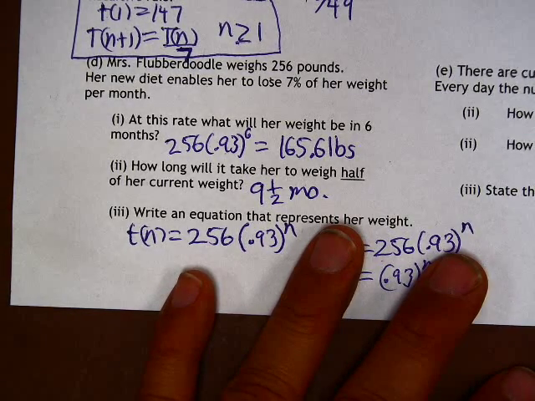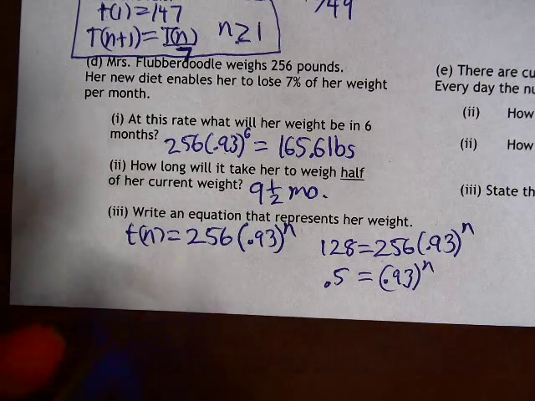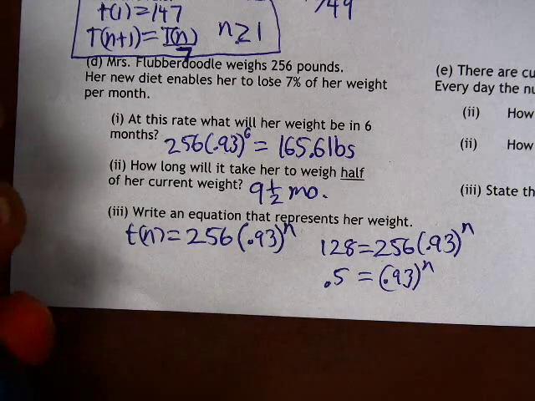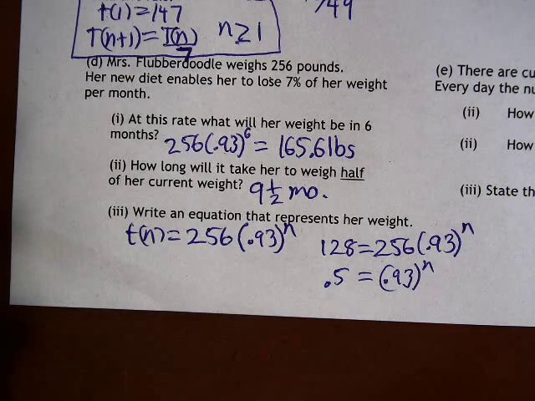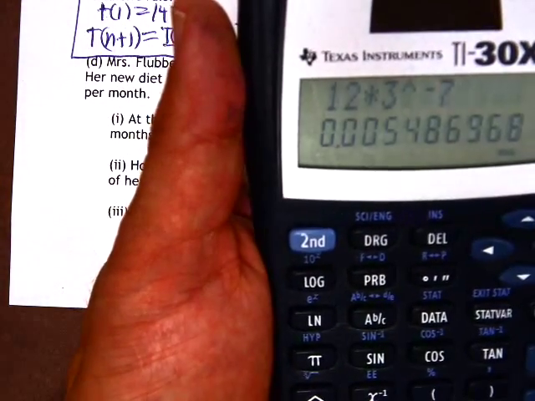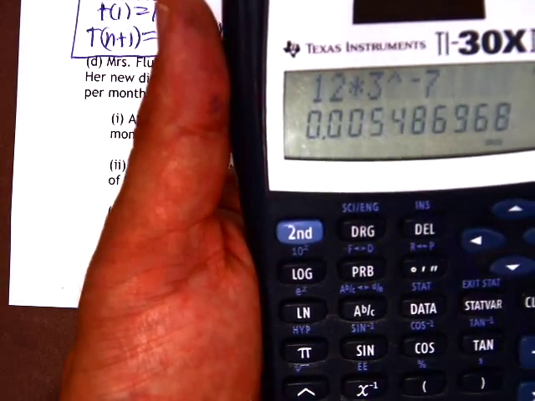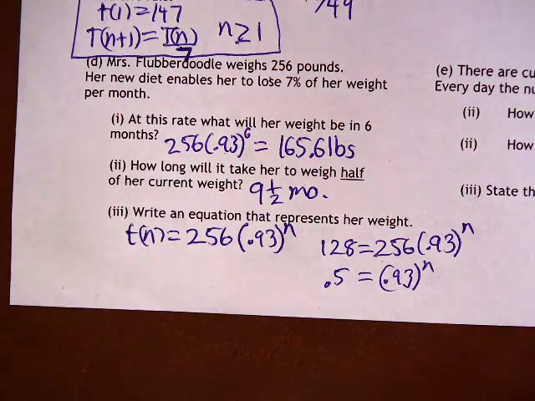So my initial value is a 12. I'm multiplying by 3 every time. If I want it to be 1 week ago, that would be 7 days. So I punch in 12 times 3 to the minus 7. That gives me 0.005486. So 0.005. Not even a half, not even a tenth, not even 1/100th.